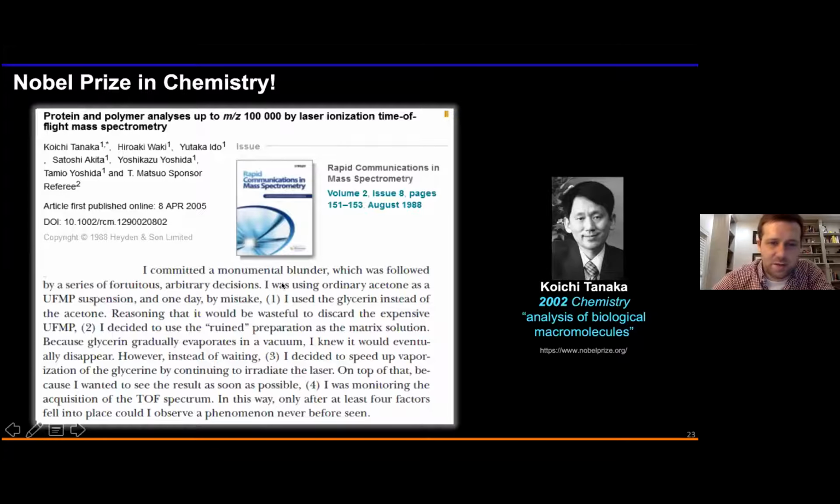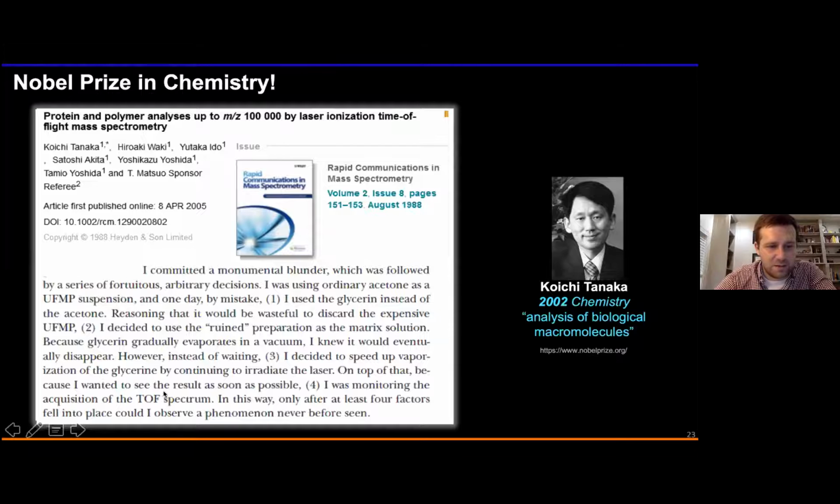And he says that he committed a monumental blunder, which was followed by a series of fortuitous and arbitrary decisions. He used ordinary acetone as an ultrafine metallic powder suspension. And one day, by mistake, he used glycerin instead of the acetone, reasoning it would be wasteful to discard the expensive powder. He decided to use the ruined sample preparation technique anyway. And because the glycerin gradually evaporates in vacuum, he knew it would eventually disappear. So instead of waiting, he decided to speed up the vaporization of the glycerin by continually irradiating it with the laser.